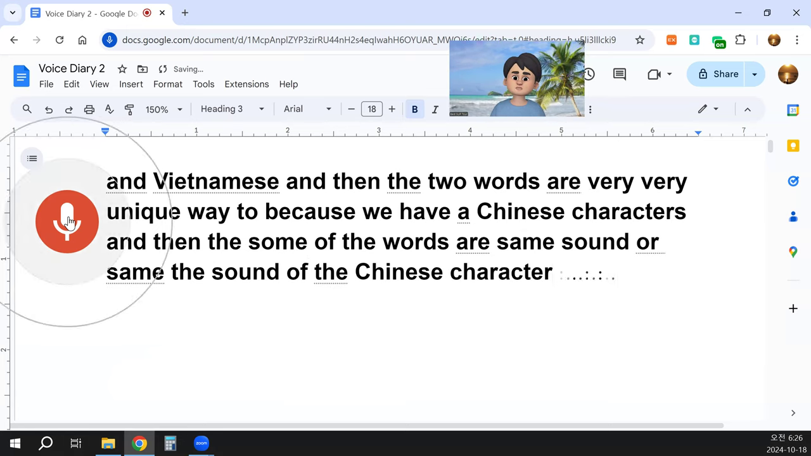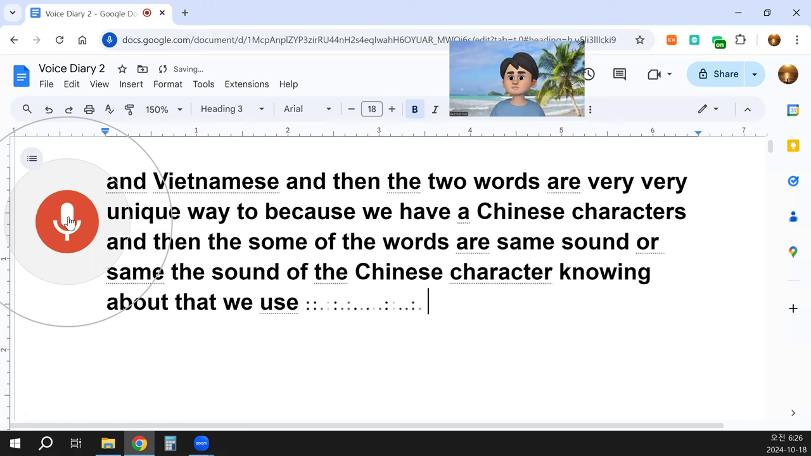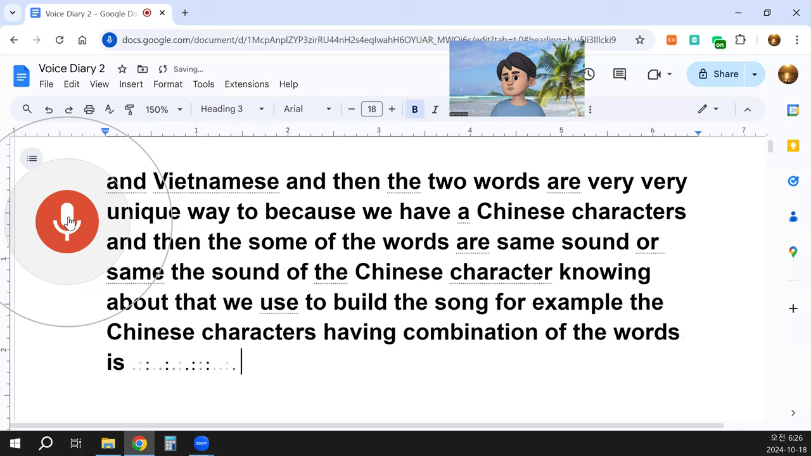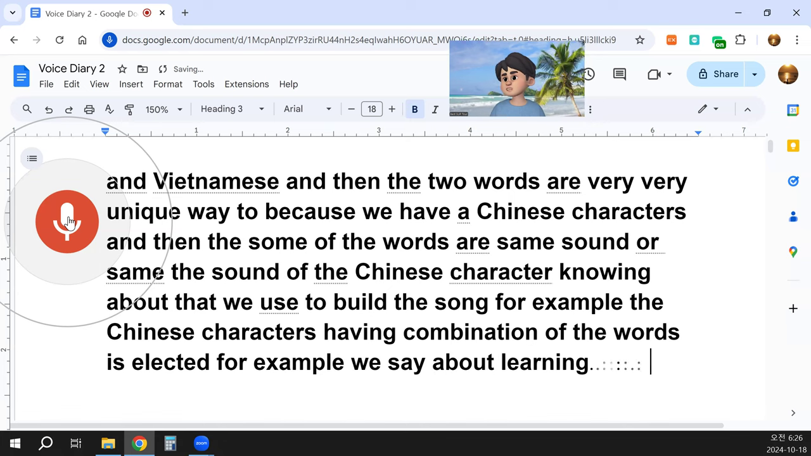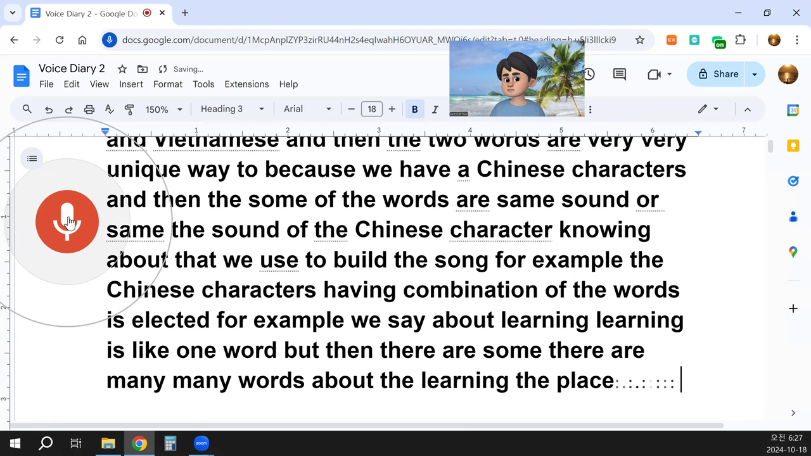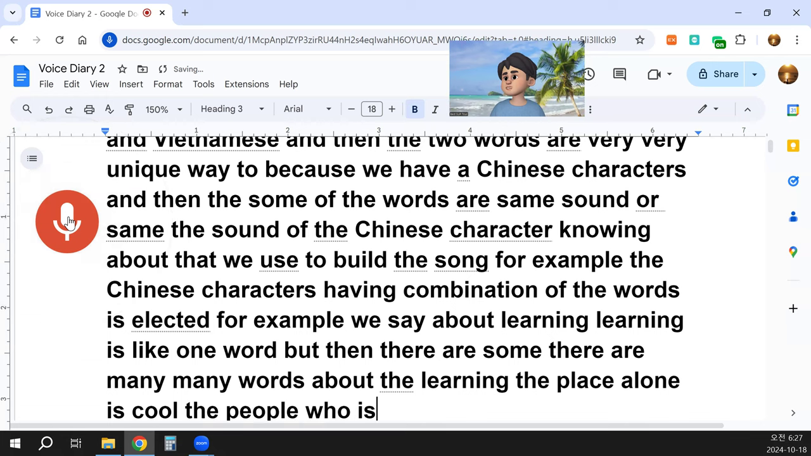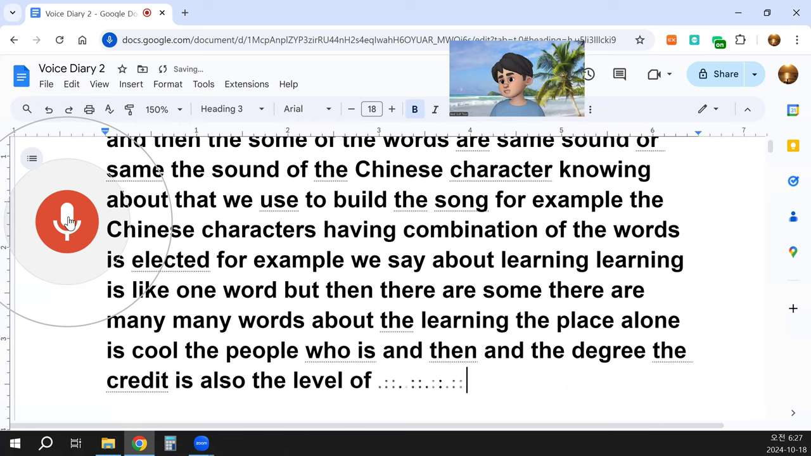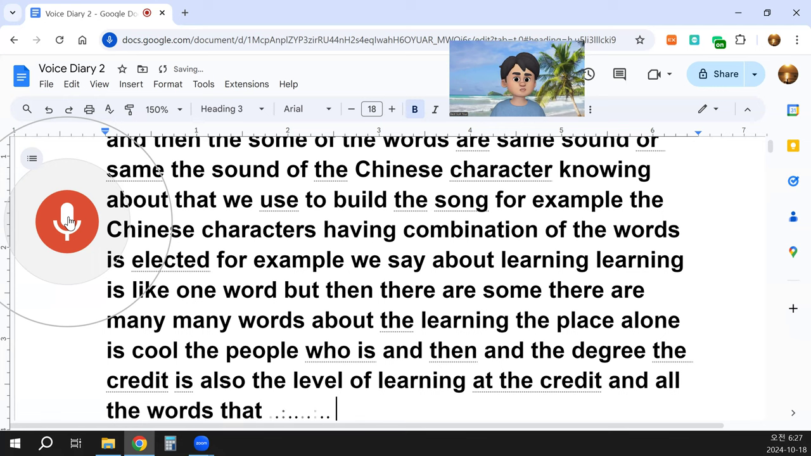Knowing about that, we use it to build the sound. For example, the Chinese characters have combinations of words. For example, we say learning. Learning is one word, but there are many, many words about learning. The place to learn is school. The people who learn are students. And the degree, the credit, is also the level of learning. All the words include the one word, learning.